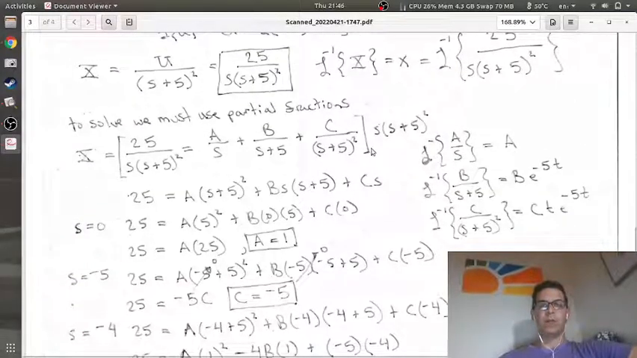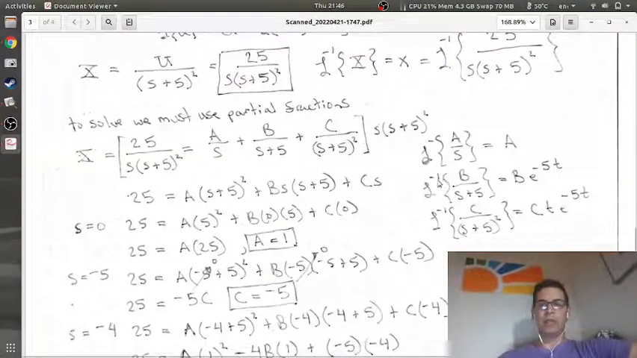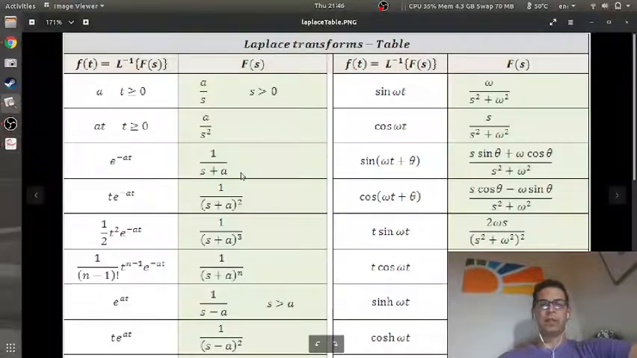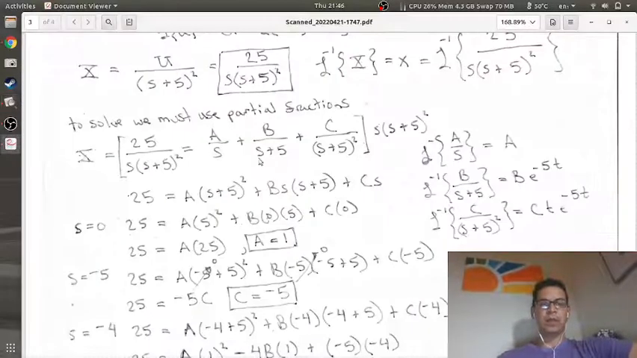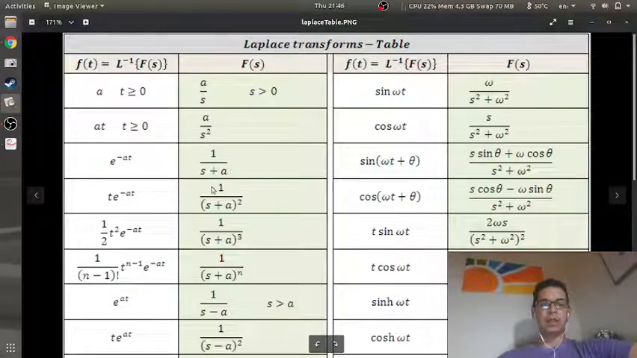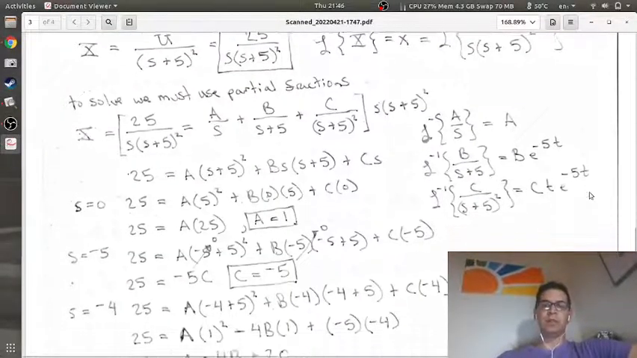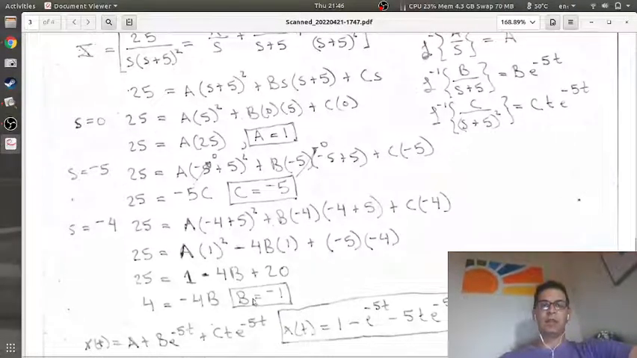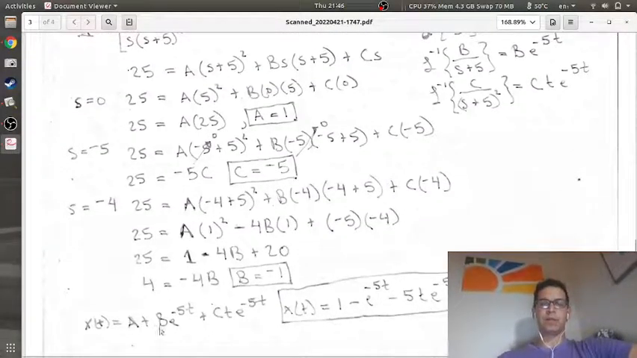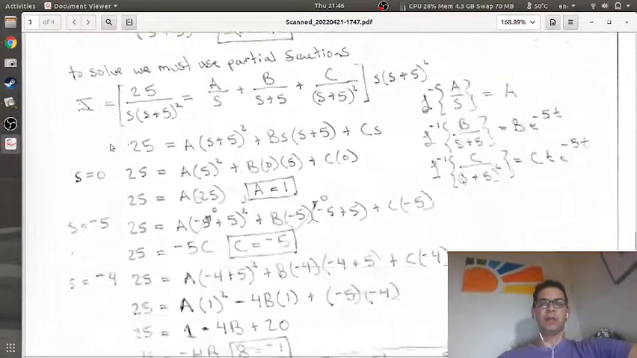When you take the inverse Laplace, if you go to your Laplace tables, the inverse Laplace of A over s is just A. The inverse Laplace of B over s plus 5 is this term here, so you get B e to the negative 5t. And then finally, t e to the negative at is 1 over (s plus a) squared, which is exactly what this is. So the inverse Laplace of C over (s plus 5) squared is C t e to the negative 5t. Since we solved for A, B, and C, we can just plug those inverse Laplace terms in there, and we find that the solution is exactly the same as what we got when we solved it this way.